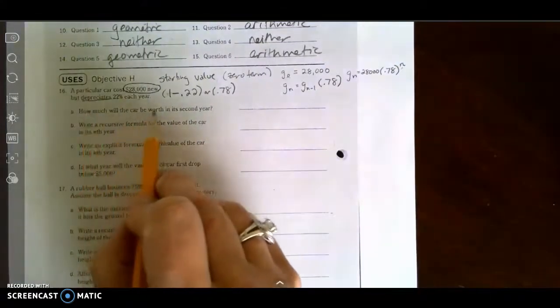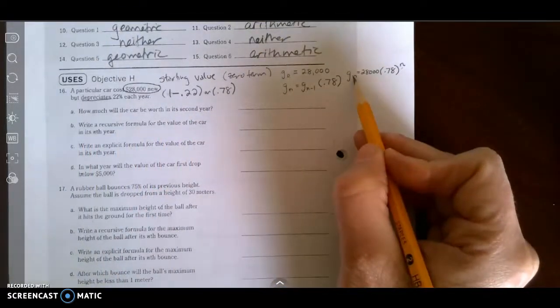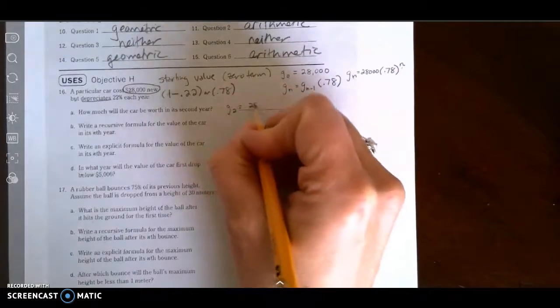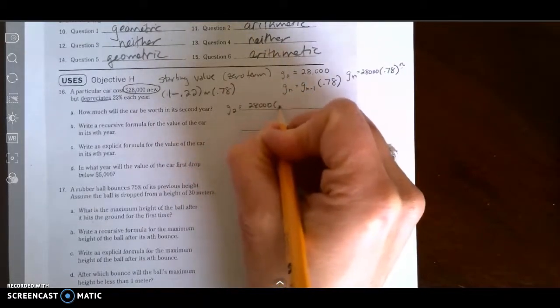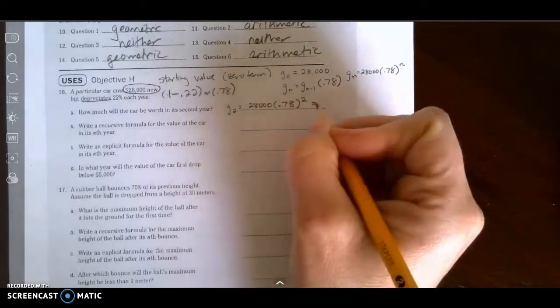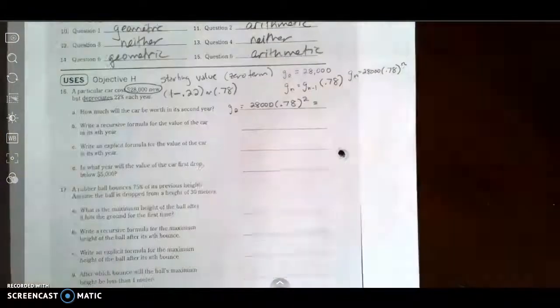So how much will the car be worth in its second year? I'm going to do G sub 2 then. So G sub 2 equals 28,000 times 0.78 to the second power. And I put that in my calculator. So I'm going to let you guys do that.